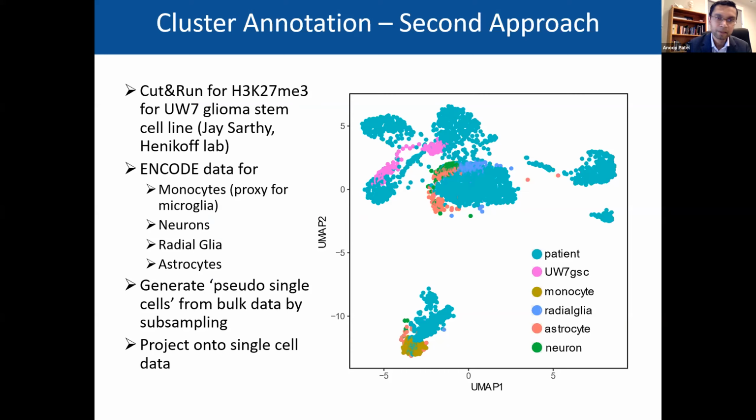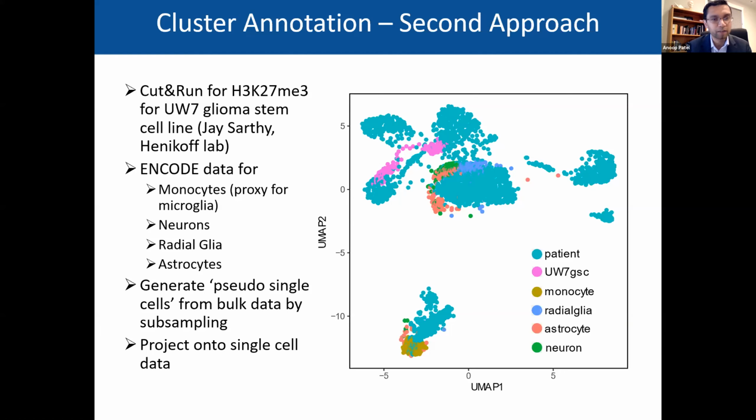And so Jay Sarthy from Steve's lab was kind enough to do some bulk CUT&RUN for K27 trimethylation on an actual stem cell line that we isolated from this same patient. Presumably that stem cell line contains only tumor cells, and so would give us a good sense of what the actual K27 trimethylation profile of the tumor cells should look like.